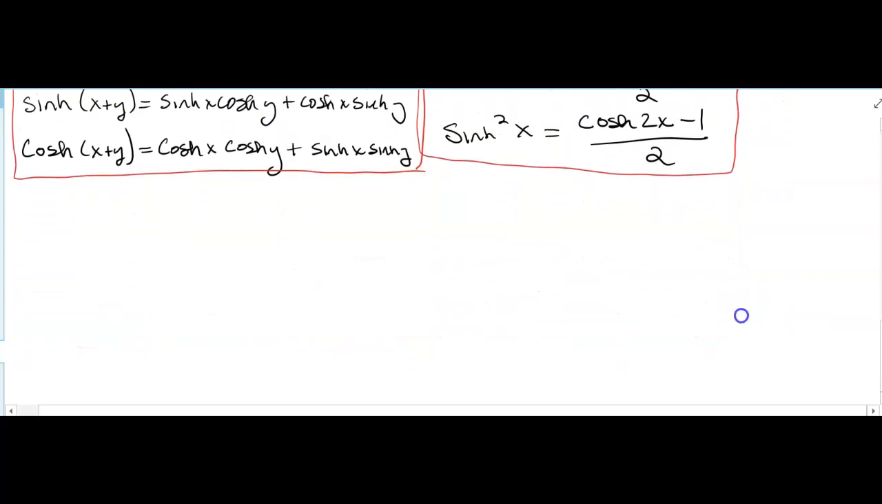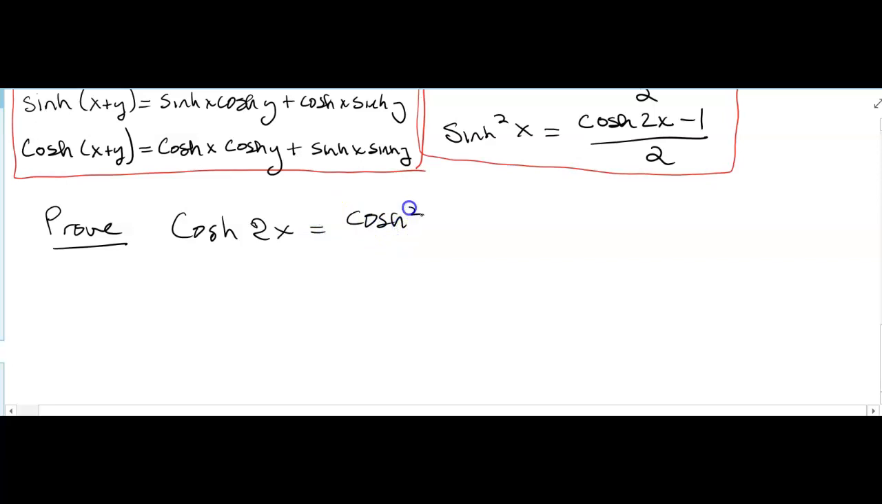Some examples of what you will have to do in your homework or on your lab is proving your identities. And the way we prove any of these, so suppose you were asked to prove that, we'll pick on cosh 2x equals cosh squared x plus.